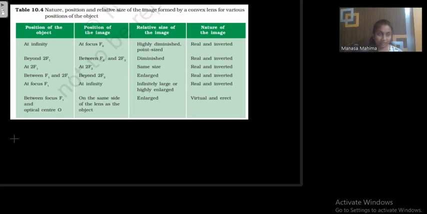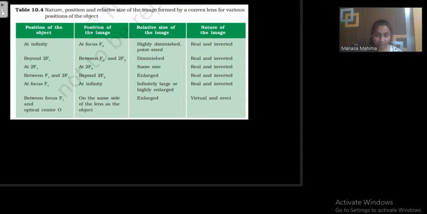There are 4 cases. If we want to draw the ray diagram for lenses, we have to consider at least any 2 rays. If the ray is passing through the focus, how it gets refracted, that we need to study. And if the ray is traveling parallel to the principal axis, how it will get refracted, that we need to study. We have to take those 2 rays in order to study the image formation. Before studying image formation, we need to know some basics.